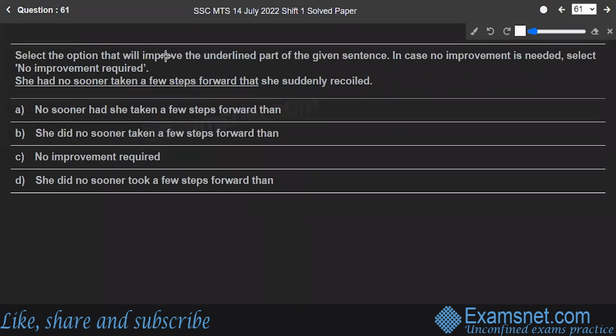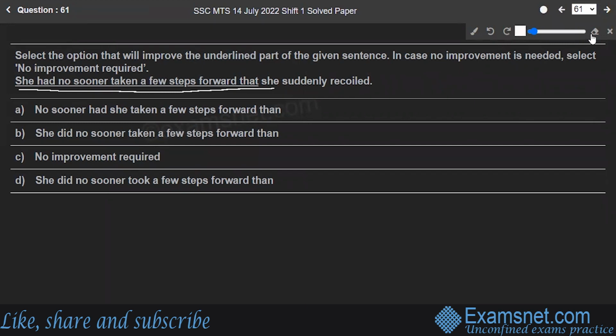Question number 61, select the option that will improve the underlying part of the given sentence. If no improvement is needed, you can select no improvement needed. So let's read it out. She had no sooner taken a few steps forward that she suddenly recoiled. So this is the underlying part of the sentence, this whole, right? Does this part need any improvement? Let's read again. She had no sooner taken a few steps forward that she suddenly recoiled.